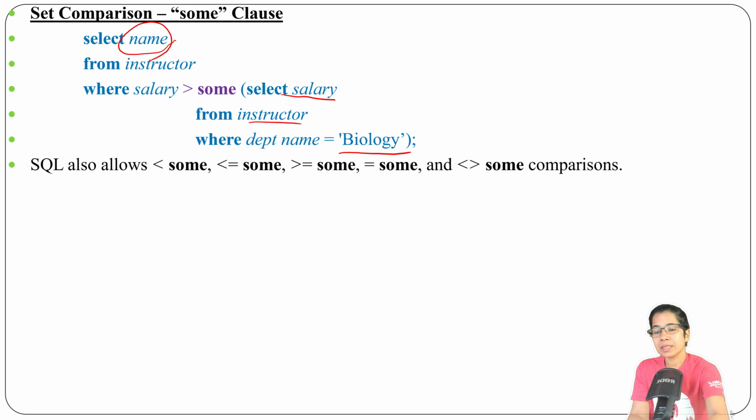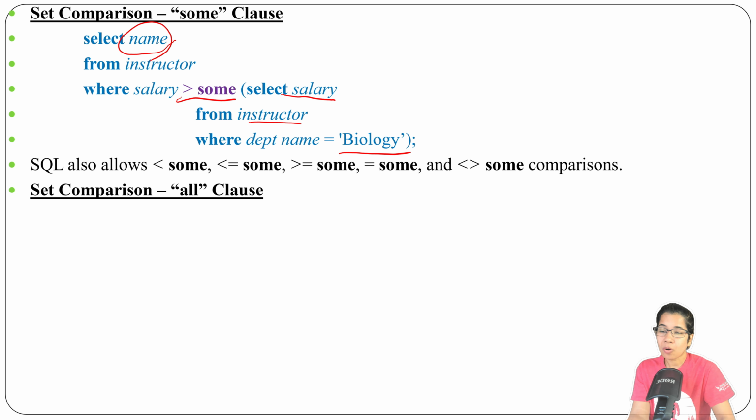SQL allows us less than some, less than equals to some, greater than equals to some, equals to some, or less than greater than some comparison. Here we used greater than some. Next, set comparison using all clause. So in place of some we can write all. That means it should be greater than all salaries of biology department.